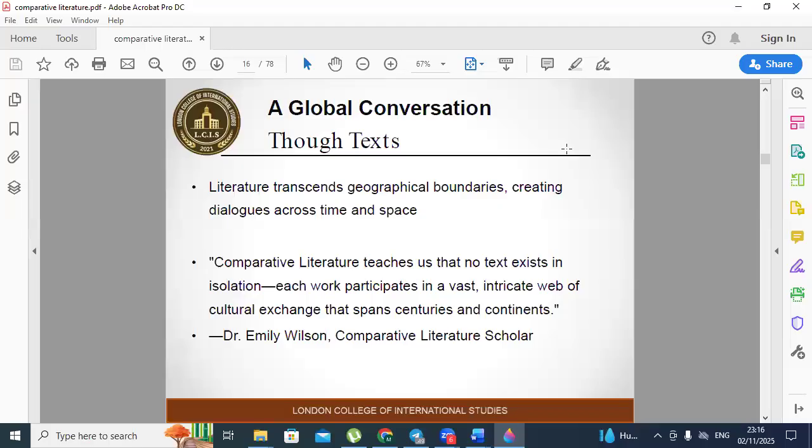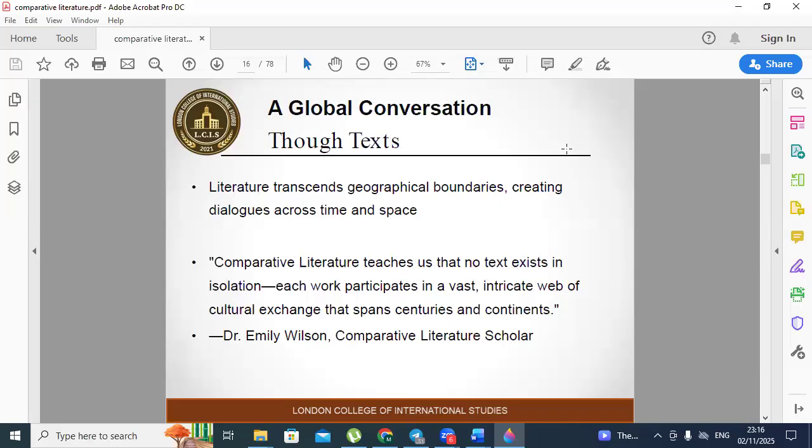A global conversation through texts. Literature transcends geographical boundaries, creating dialogues across time and space. Comparative literature teaches us that no text exists in isolation. Each work participates in a vast, intricate web of cultural exchange that spans centuries and continents. Dr. Emily Wilson, comparative literature scholar.